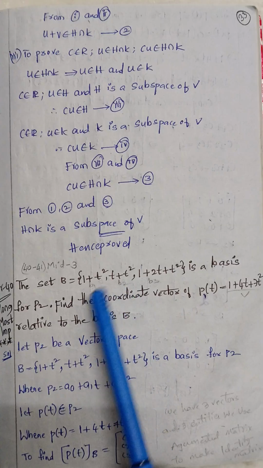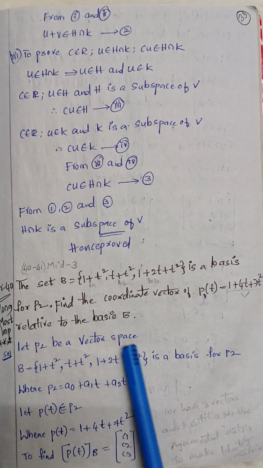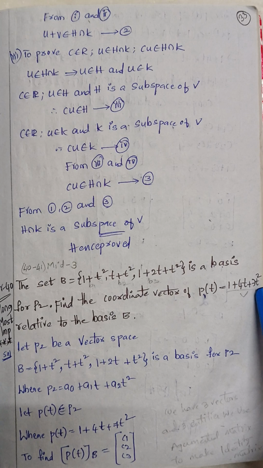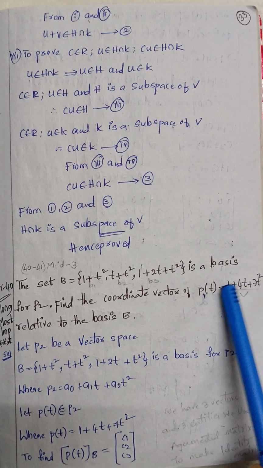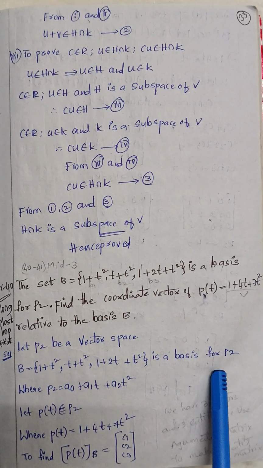So here, what is the degree? The highest degree is 2. That's why P2 is a vector space here. And in a polynomial, remember, if the degree is 2 it should have 3 terms, because in the polynomial a constant term, a t term and a t square term should be there. So P2 is a vector space and a basis is given here.